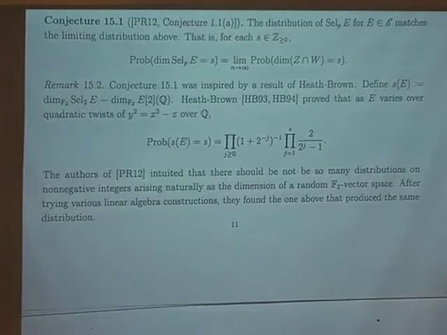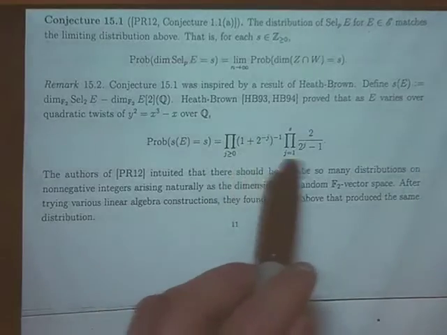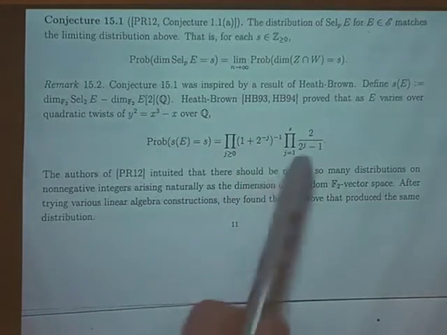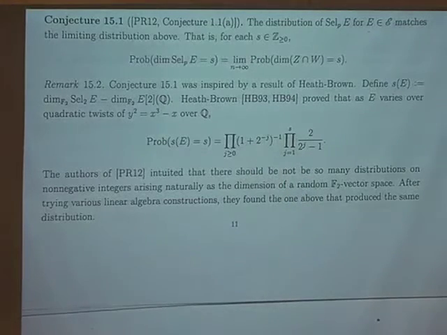And he found an exact formula. He proved an exact formula that was this number here. So this is something that depends on S, and it gives you a probability distribution on the natural numbers.